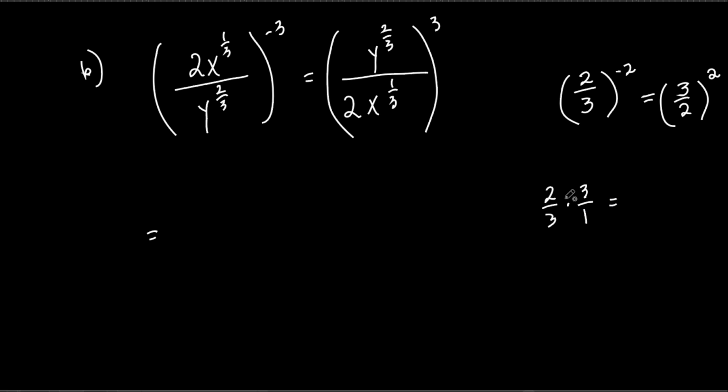And now, what happens? A lot of you are going to say 2 times 3 is 6, but what can you do a lot easier than doing that? The 3's cancel out. And what are you left with? Just a 2. 2 over 1. So what's my exponent then? It's y to the second. So y to the 2/3 to the third is the same thing as y squared.